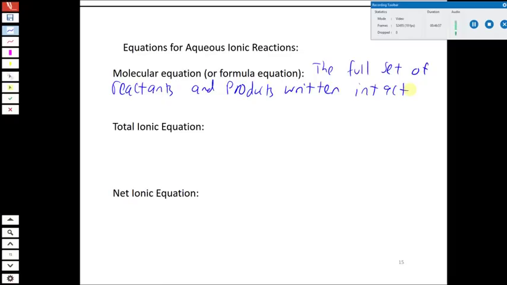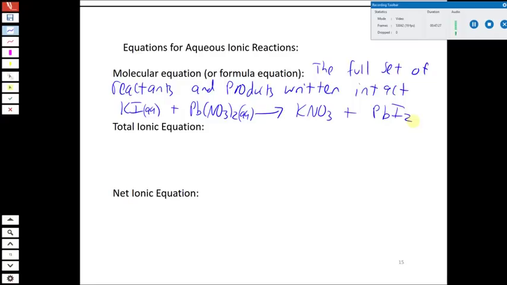So for the one we've been talking about, we had potassium iodide aqueous plus lead nitrate aqueous. And then the 2 products that would form, we're going to swap the cations and the anions. So potassium pairs with nitrate to make KNO3, and lead pairs with iodide to make PbI2.